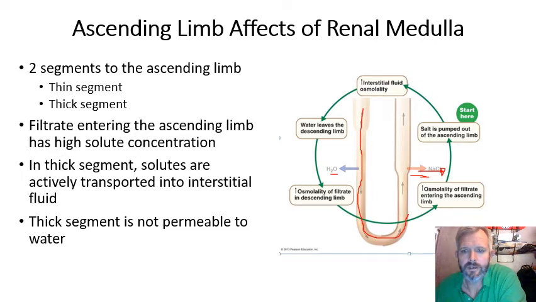So here water can leave. In the ascending limb, water cannot leave, and we are actively pumping out solutes into the interstitium. To get a higher osmolarity, we've got to be putting out more and more solutes. So we're going to see the actions taking place that help create this gradient.